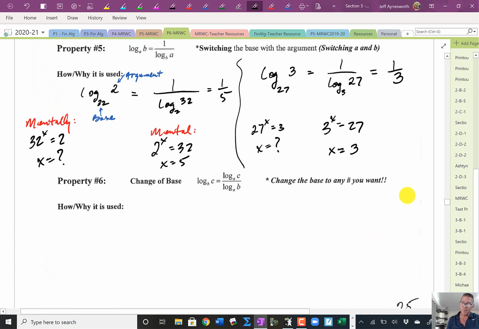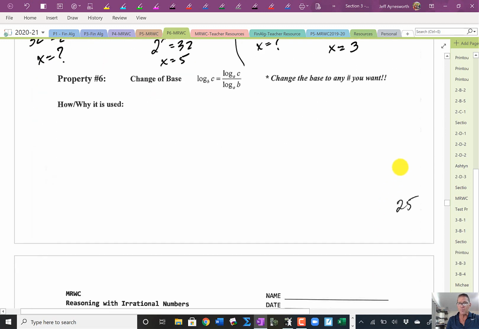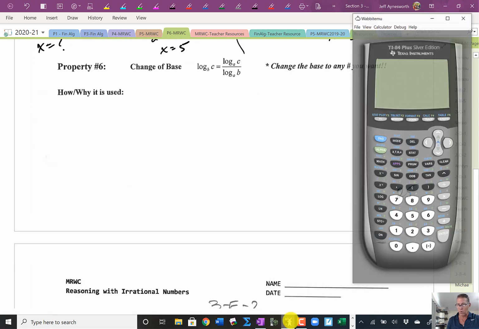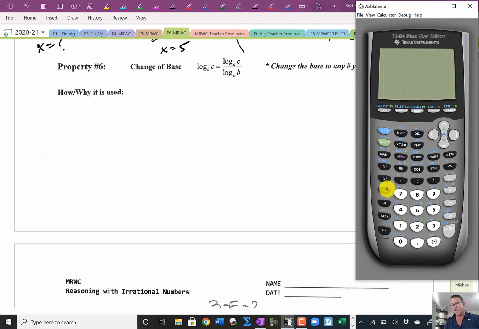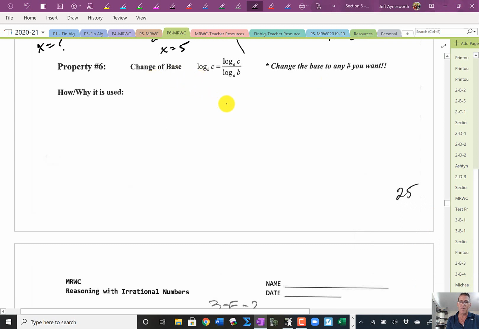Property 6. So property 6 is called the change of base. Now on a T84, there's only 2 bases. When you see the log button right here, that's base 10. That's called the common log. When you see ln, natural log, that's base E. But on the T84, there's no other base. So you can't evaluate log base 2 of 5 on the T84. You have to know what's called the change of base formula.